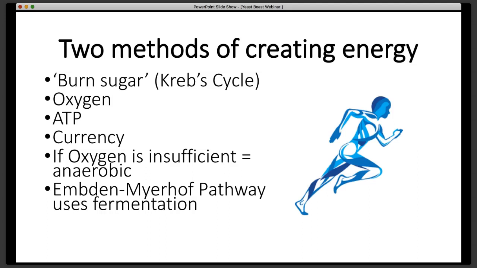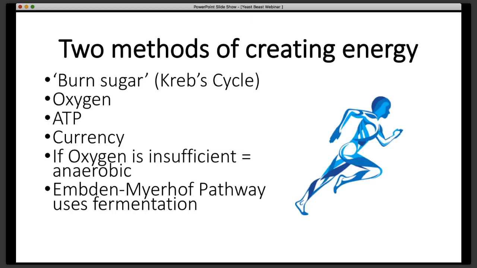Now, if your oxygen is insufficient, like if you're doing anaerobic exercise, for instance, then you're not getting enough oxygen into your system, the body can move into a backup system called the Embden-Meyerhof pathway, which uses a fermentation process to create energy from glucose or sugar in the blood, same thing. You can produce energy from the sugar in the blood without the presence of oxygen, or if the oxygen is insufficient. So it's a backup system, but it is a fermentation process.